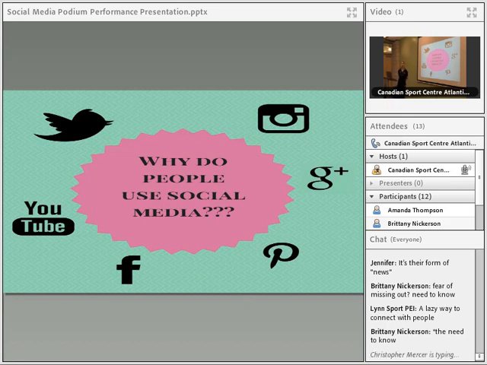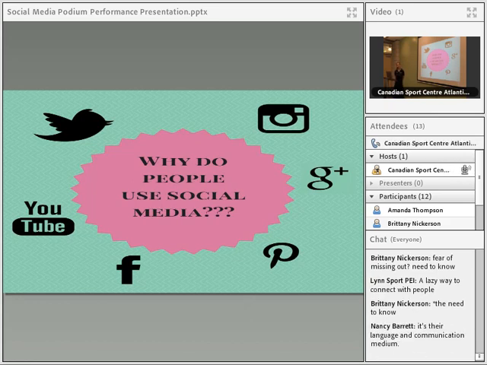And so our online group says it's their form of news, which is becoming more and more. Fear of missing out, the need to know. Another one echoes the need to know. A lazy way to connect with people was another comment made. And it's their language and communication medium was the last comment online. Good.